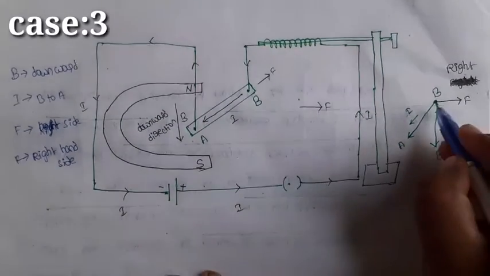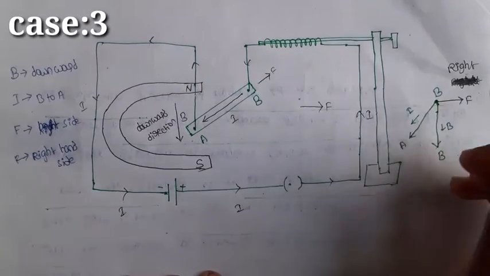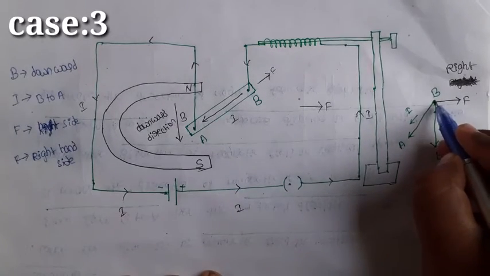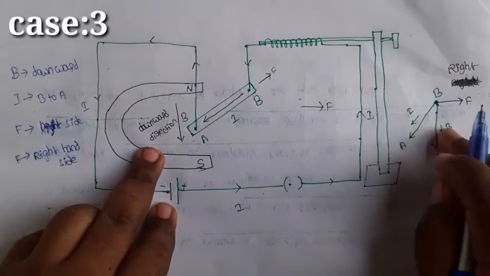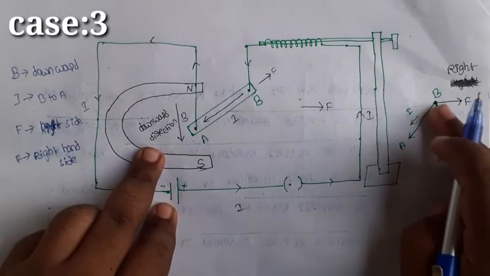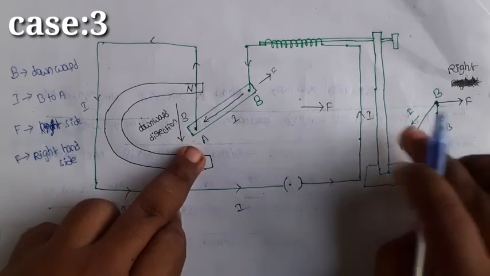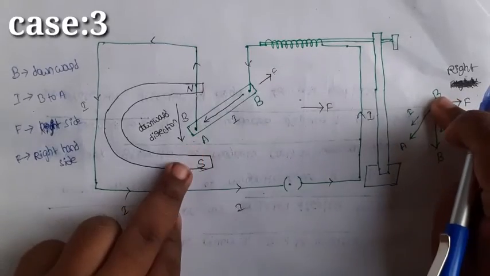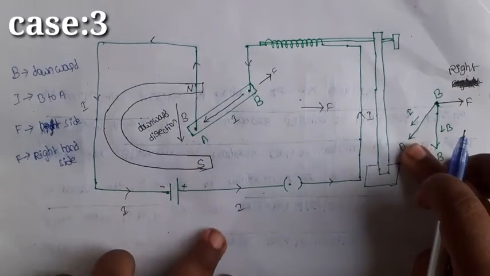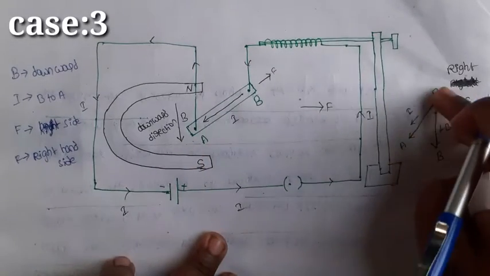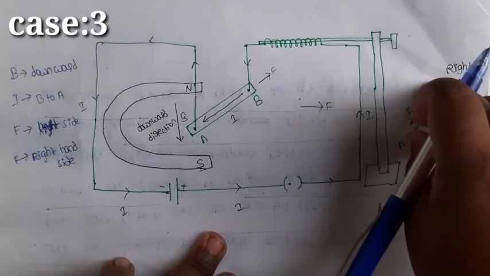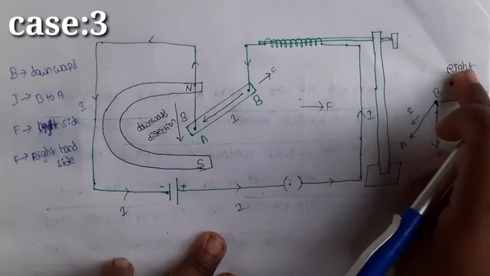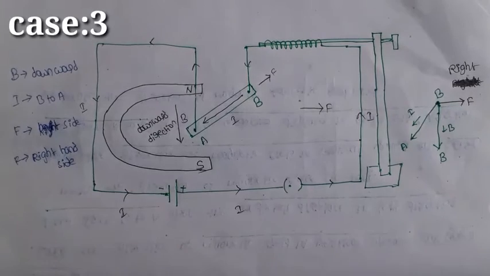Now I am considering this as a point of the conductor. At this point the magnetic field is acting in the downward direction. So this is the direction of the magnetic field. Current is flowing B to A. This is the B point of the conductor, this is the A point of the conductor. So current is flowing in the B to A direction. In this situation the magnetic force is acting towards the right side.